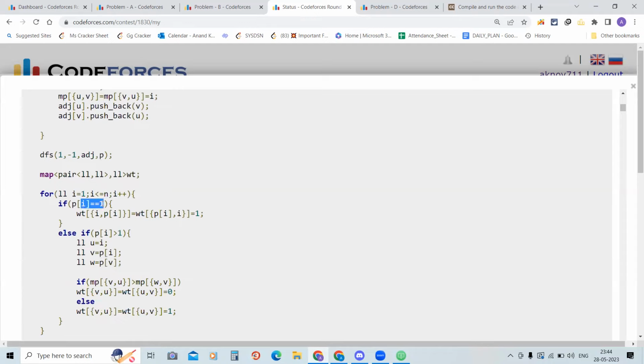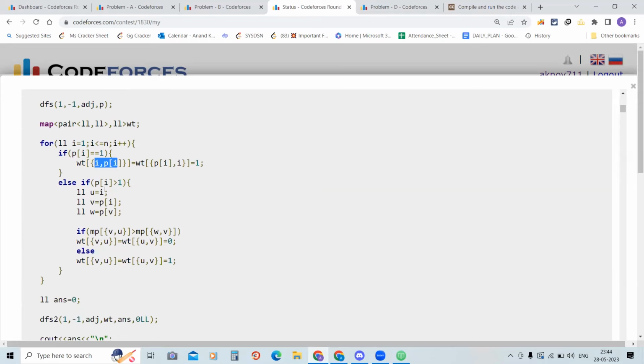Then we just iterate over all the nodes from 1 to n. If the parent of a node is 1, we know that the weight of the edge connecting I and Pi will be 1, right? So that's why weight of I comma Pi and Pi comma I is 1. I am using another map of pair, so this weight will denote the weight of each edge. This was for all the vertices which are directly connected to 1; I am setting the weight of them.